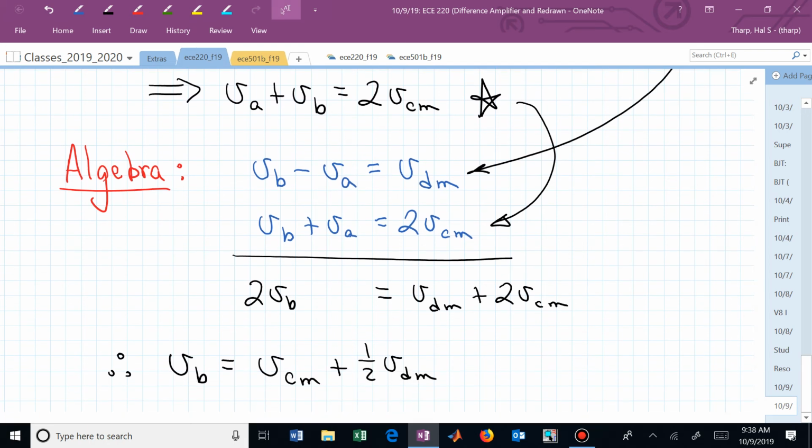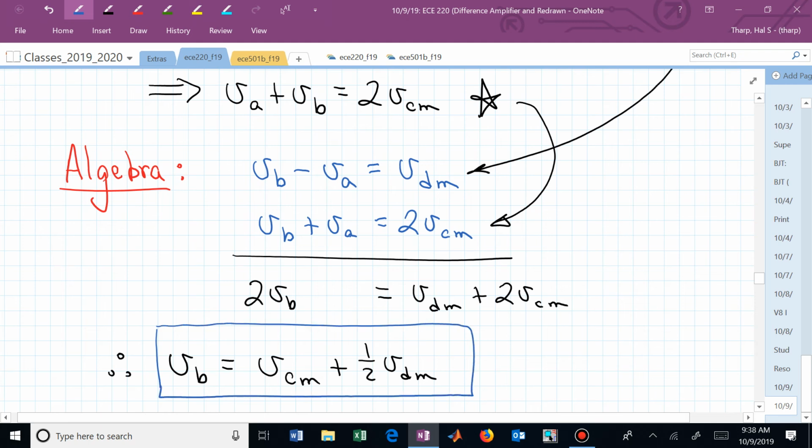Dividing by 2, this is now the expression that I wanted. V sub B, that source, is just written as a linear combination of the differential mode and the common mode. And really it's the common mode plus 1/2 of the differential mode. That's V sub B.